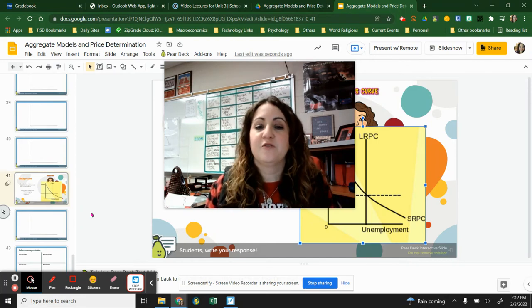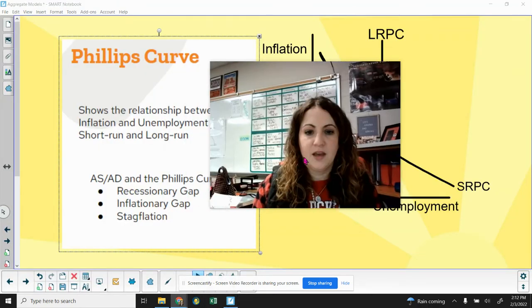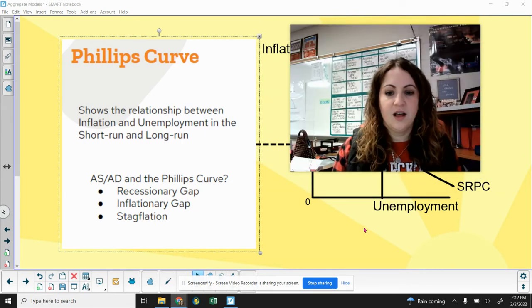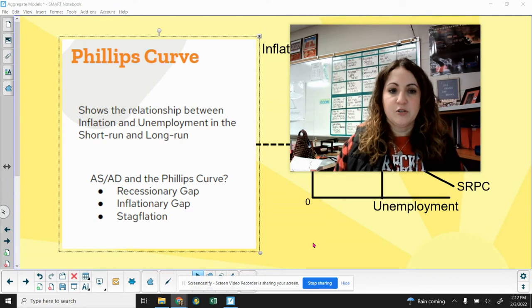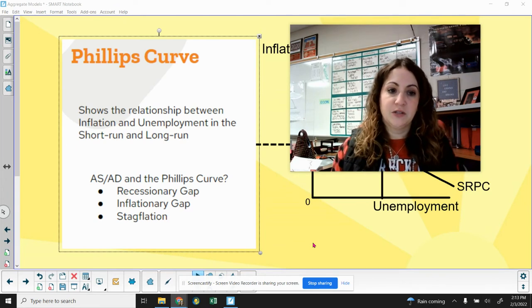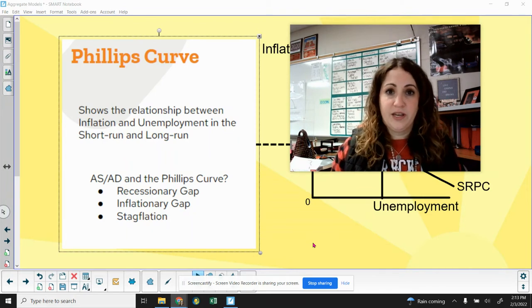Today we're going to be talking about the Phillips curve. So get those notes out, maybe a brand new page, and we're going to be titling it the Phillips curve. So I'm going to go to a different screen. I'll move myself over here. So this is what the Phillips curve illustrates. It shows the relationship between inflation and unemployment, in the short run and in the long run.